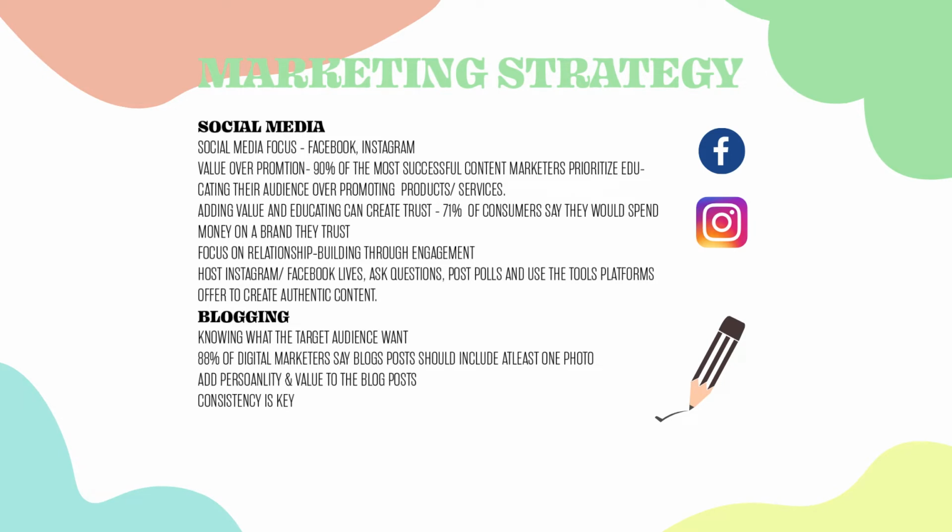So what I found here is that my target audience would be on social medias like Facebook and Instagram, and they would need this value over promotion. So 90% of the most successful content marketers prioritize education to their audience, so it would be very educational, and it definitely stands with this idea of this brand, as they'll be doing a lot of, I guess, podcasts and videos and maybe lives as well, talking about how to maintain the plant, how to take care of the plant, and more things like that. So it definitely aligns with this brand as well.